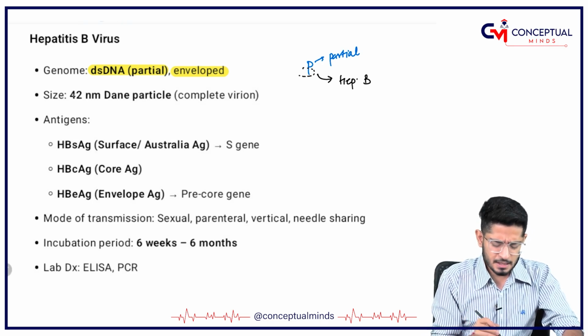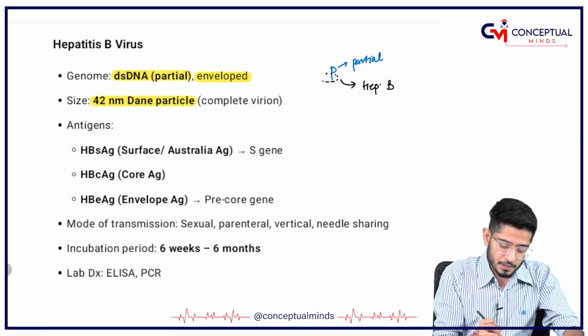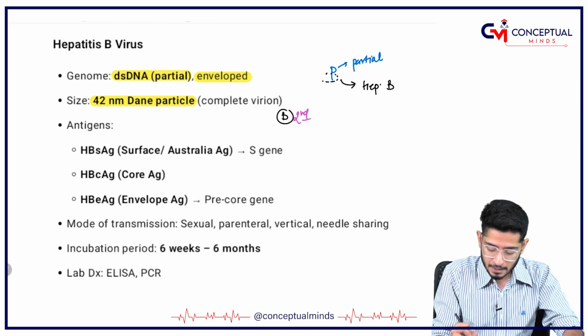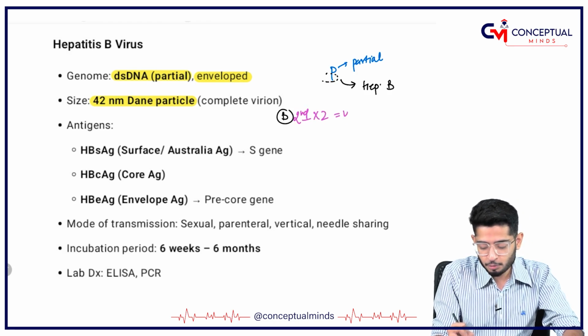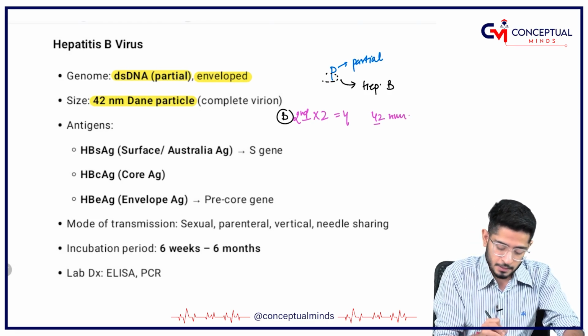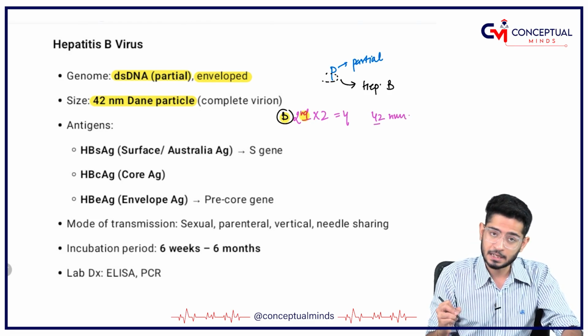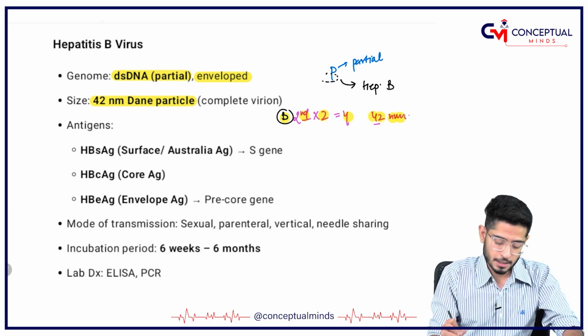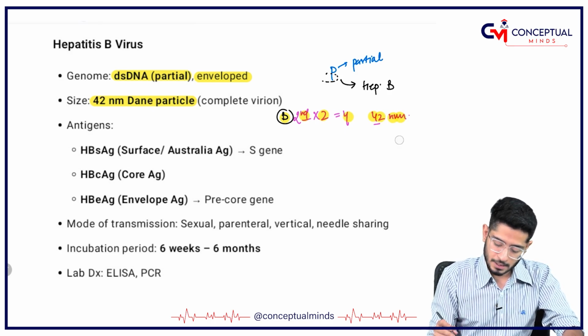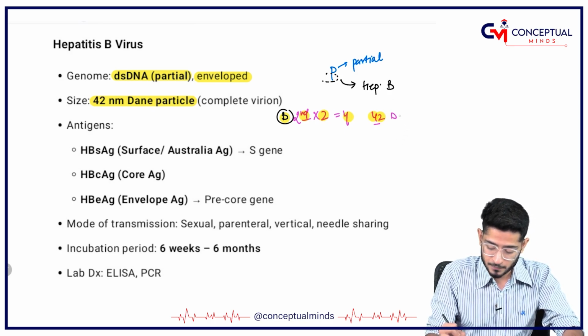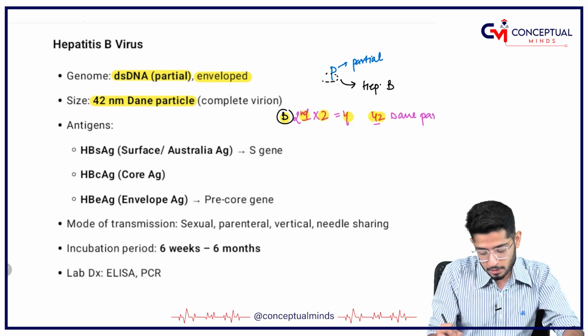Size, you can say that it is 42 Dane particles. So remember how to remember. Hepatitis B, and B is which alphabet? It is the second alphabet. If you multiply it by 2, it becomes 4. So 42 nanometer is the size. Not nanometer actually, 42 Dane particle. So Dane particle is the measurement unit.